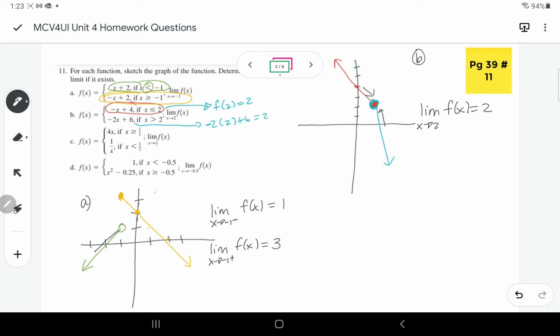Because as I'm going from the left on that green one, it's going towards y equals 1. And as I'm going from the right on the yellow graph, it's going towards 3. So the limit as x approaches negative 1 of the function does not exist because it's different from each side. So you're just going to sketch your graph and then look on the graph what it's going towards at each side of that potential break. And is it going towards the same point like in B or different points like in A?